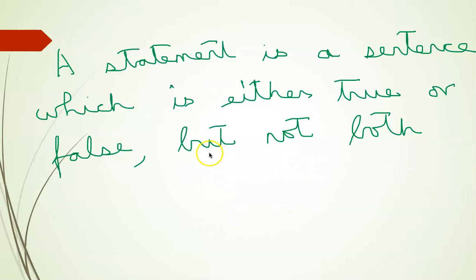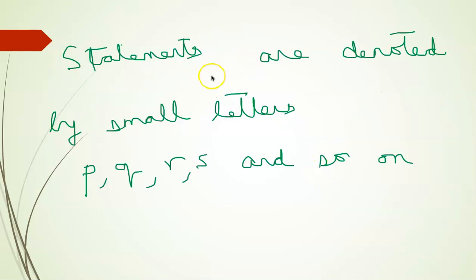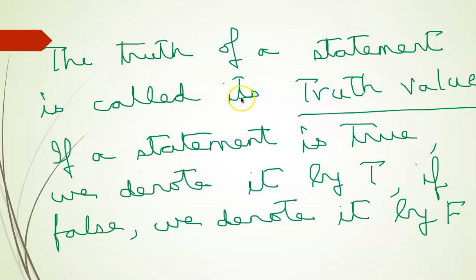Now, a statement is a sentence which is either true or false, but not both. For example, xy equal to yx. It can be either true or false. Take a triangle ABC. Now, this is not a statement because it is an exclamation mark. It need not be true or false. Statements are denoted by small letters, that is P, Q, R, S, and so on. The truth of a statement is called its truth value. If a statement is true, we denote it by T. If it is false, we denote it by F.